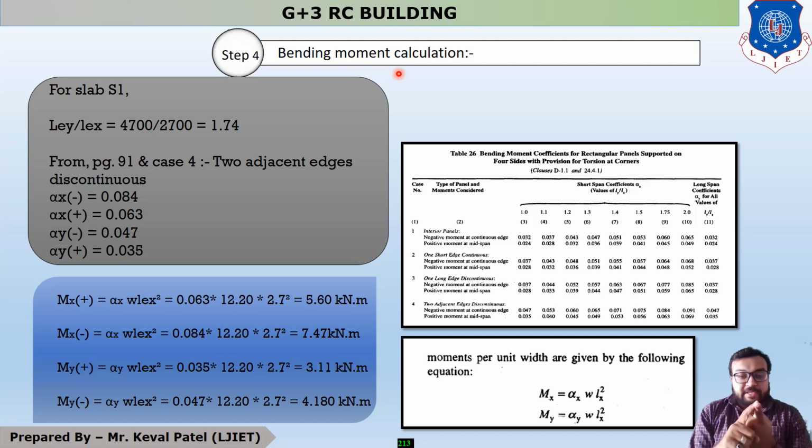First one is step number 2, which is to find out effective span. Second one is load calculation, and last one is bending moment calculation. So in the last lecture, we completed our example up to these 4 bending moment calculations. After finding out the bending moment calculation, the next step is to find out reinforcement calculation.